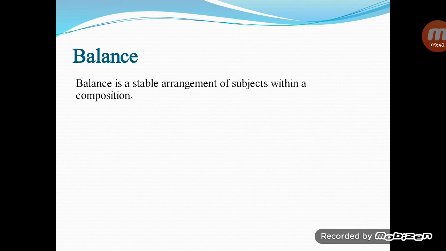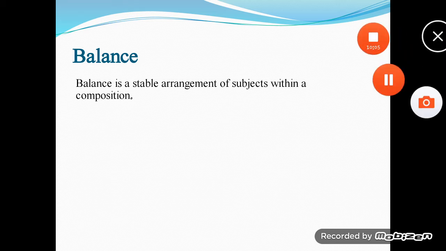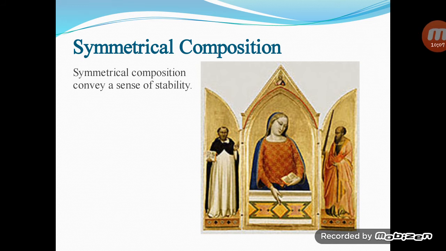Balance. Balance is a stable arrangement of subject within a composition. It provides a sense of dynamism depending on whether symmetrical, asymmetrical or radial balance is applied. Symmetrical balance. Symmetrical compositions convey a sense of stability.